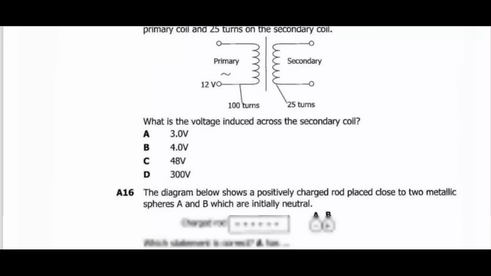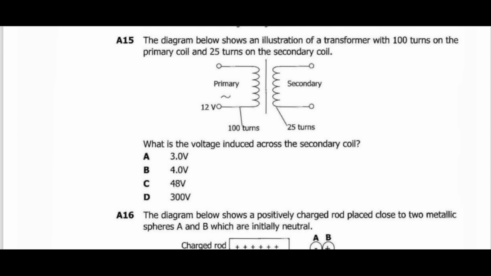Then we have our question 15. The diagram below shows an illustration of a transformer with 100 turns on the primary coil and 25 turns on the secondary coil. So the input voltage is 12 volts. We want to find the output voltage. So the question is, what is the voltage induced across the secondary coil?